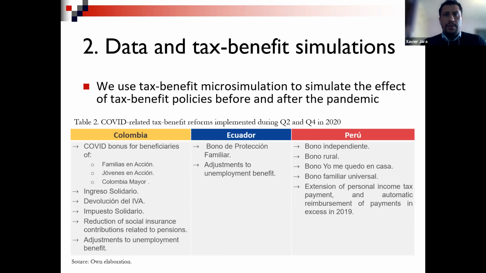And then finally, in Peru, we also have a set of COVID-related measures, mostly social assistance benefits: Bono Independiente, Bono Rural, Bono Yo Me Quedo en Casa, Bono Familiar Universal, but also an extension of personal income tax payment and an automatic reimbursement of payments in excess in 2019. Something important to point out about Peru is that all the social assistance benefits were one-off lump sum payments, but they were very generous compared to the payments given in Ecuador and Colombia. So when we look at the results, we expect an important effect of the transfers in Peru during the pandemic, but this fades out at the end of 2020.